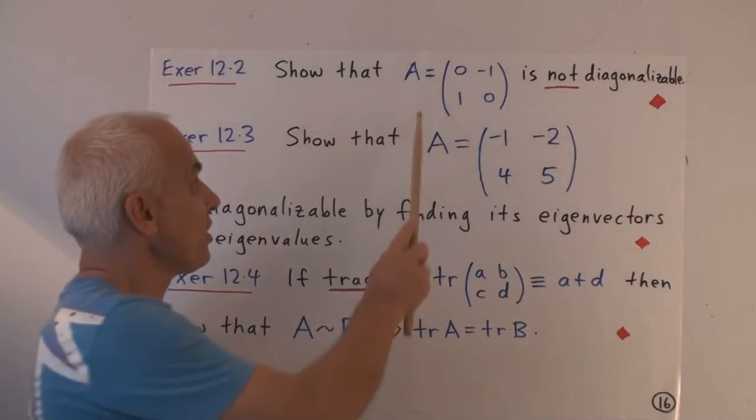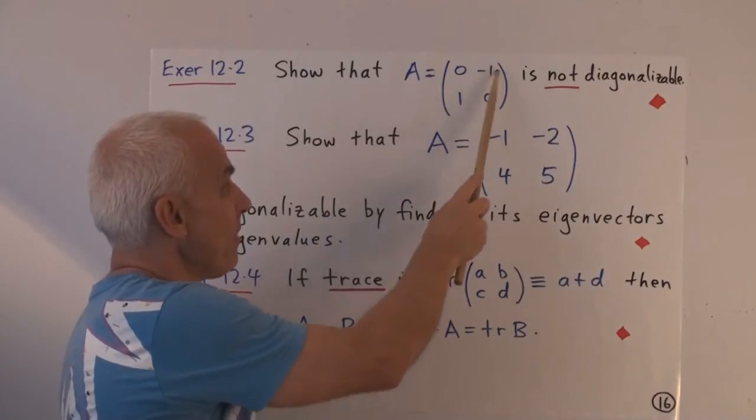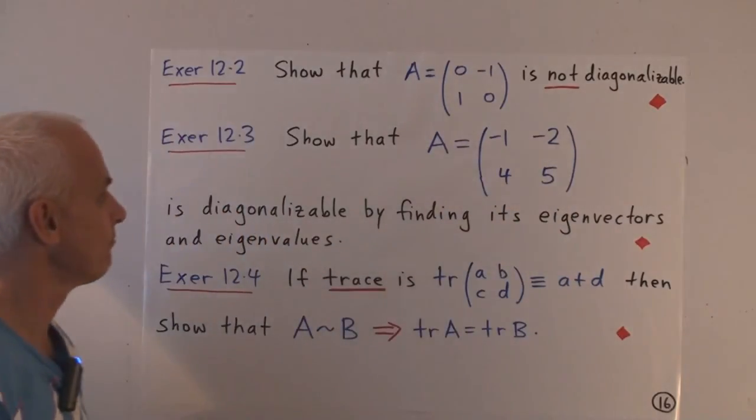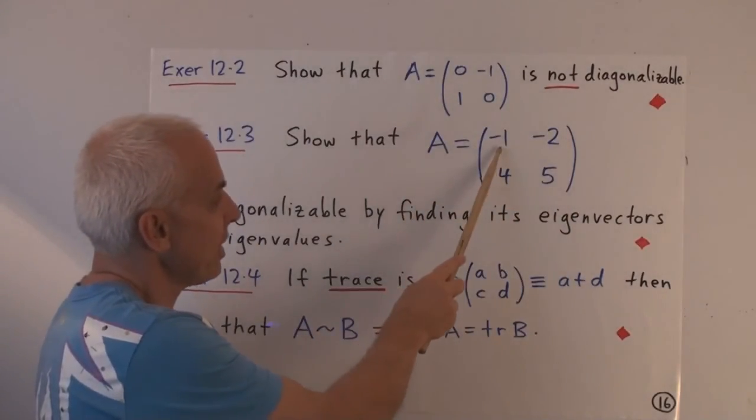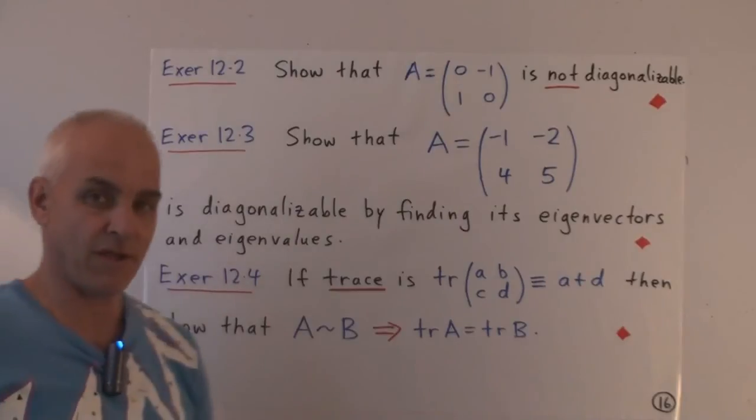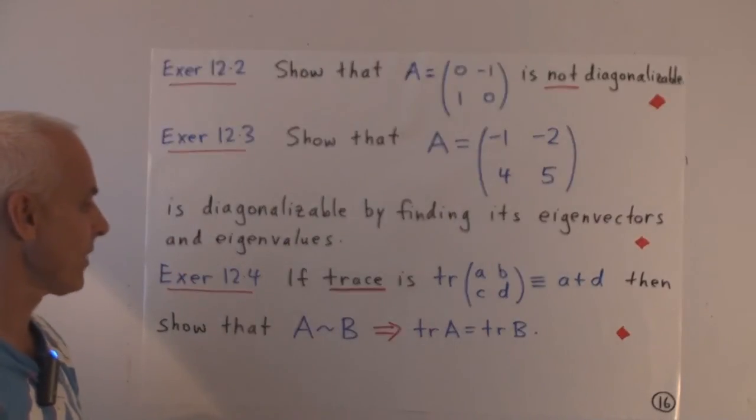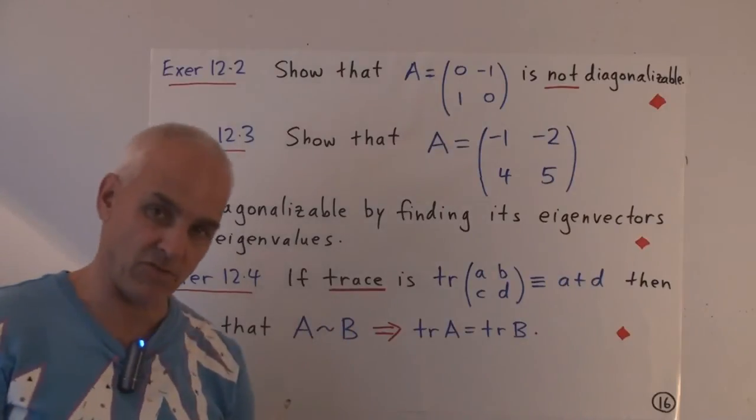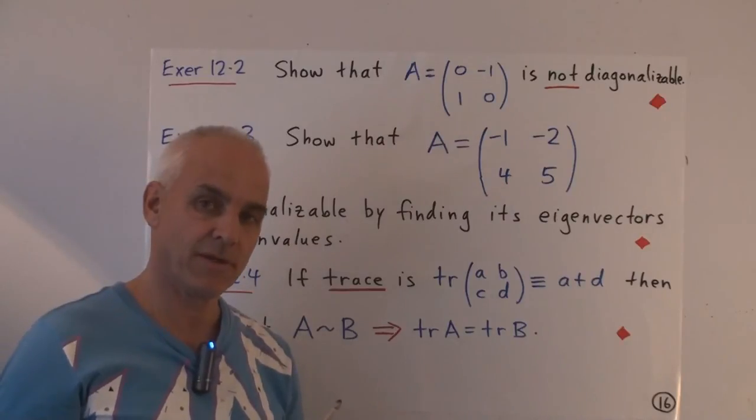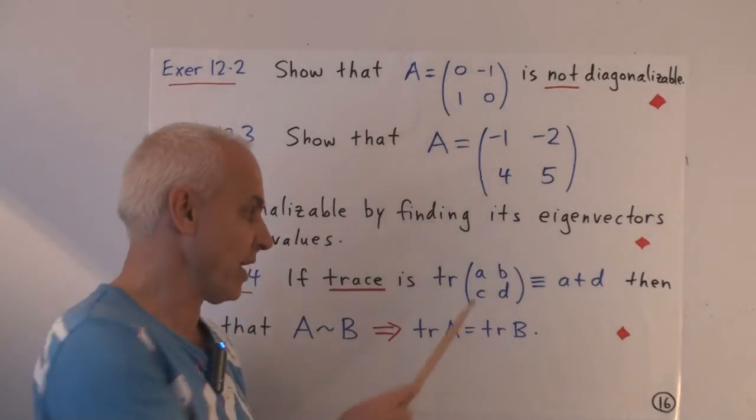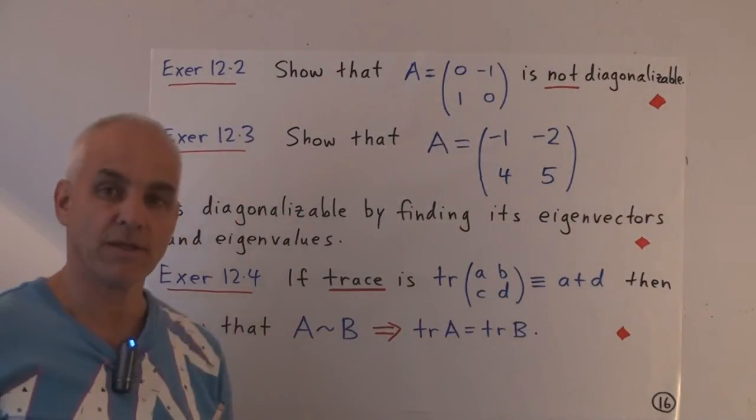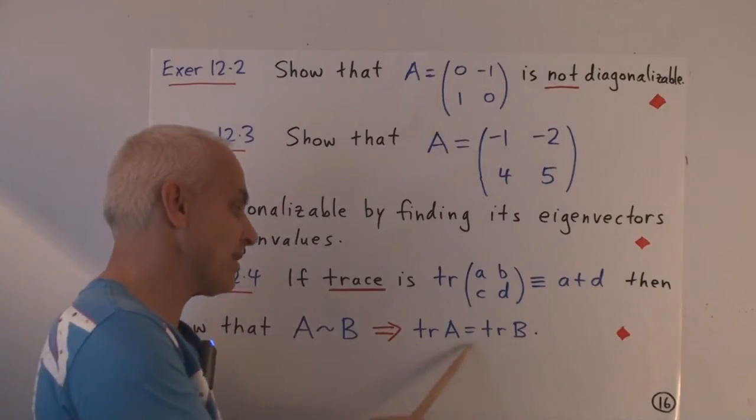Second exercise, show that the matrix A = (0, 1; minus 1, 0), that was a rotation matrix, is not diagonalizable. Show that the matrix A, with entries minus 1, minus 2, 4, 5, is diagonalizable by finding its eigenvectors and eigenvalues. And finally, if we define the trace of a matrix, say in the 2 by 2 case, to be the sum of the diagonal entries, that's the definition even for a larger matrix, the trace is always the sum of the diagonal entries. Then show that if two matrices A and B are similar, then their traces are the same.